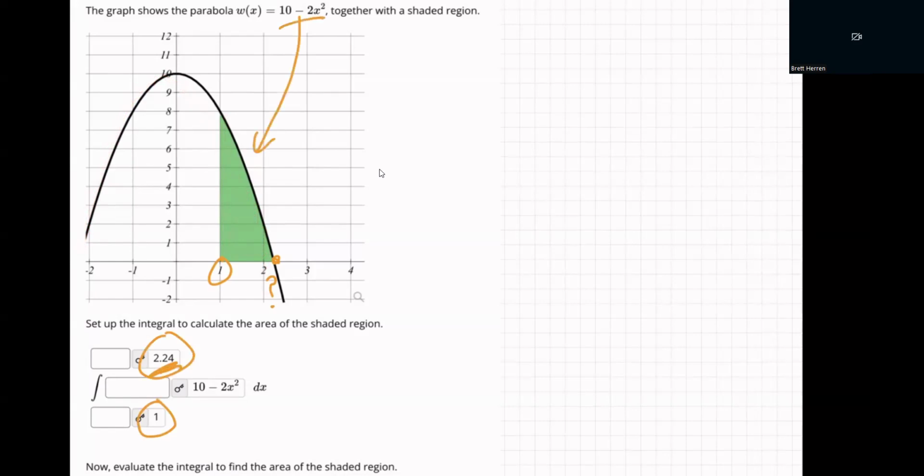Under this curve is 10 minus 2x squared, so that goes there. So the only mystery is how did they find that 2.24? Well, think about that point. That's where the function 10 minus 2x squared equals 0, right? Because it's at a height of 0 there. It's where this function equals 0. So I got to solve that. How do you solve that?